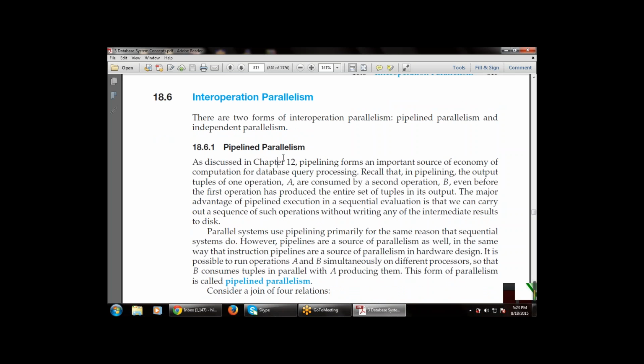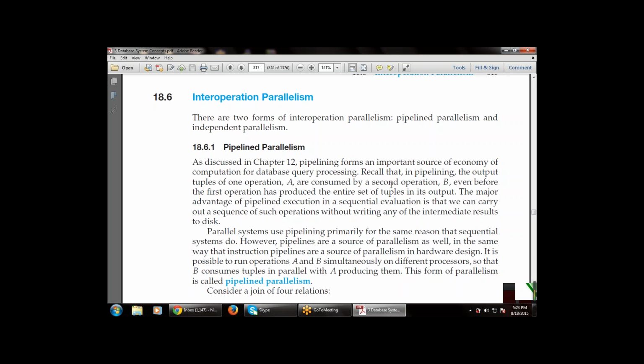As discussed in chapter number 12, pipelining forms an important source of economy of computation for database query processing. Recall that in pipelining, the output tuples of one operation, A, are consumed by the second operation, B, even before the first operation has been completed. So that means different operations are executed in a pipeline, one after another. If one is finished, another will be produced, another is finished, third will be produced, and so on, till the next operation is performed in parallel.